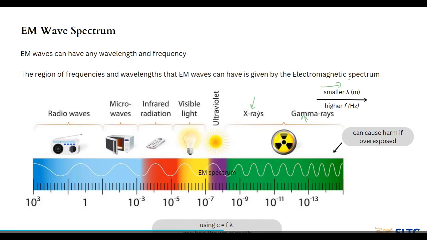And for all these waves, we can use the equation c = fλ, where c is the speed of light, right? Speed of light, and λ is the wavelength of the wave, and the frequency is f. So if we don't know the wavelength, we can find it using this equation once we know the frequency. Right, and so on. So we can use c = fλ to find the wavelength or frequency of a wave.